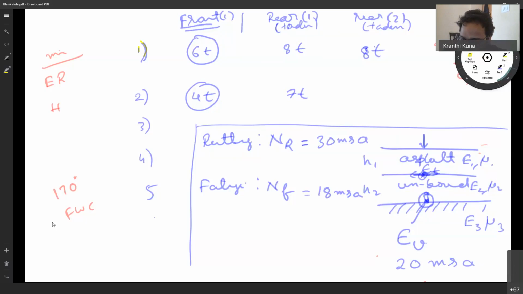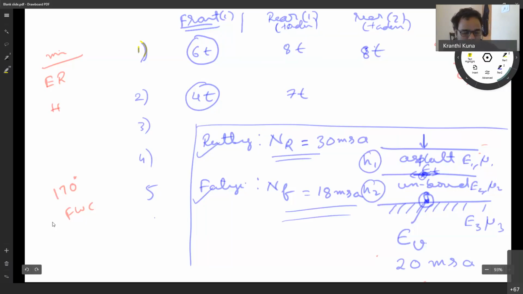Does someone want to answer? No. So it has to satisfy both the criteria. What we do is we either increase H1 or H2, or change the material you are using, or change the pavement type, until you satisfy both rutting and fatigue criteria.